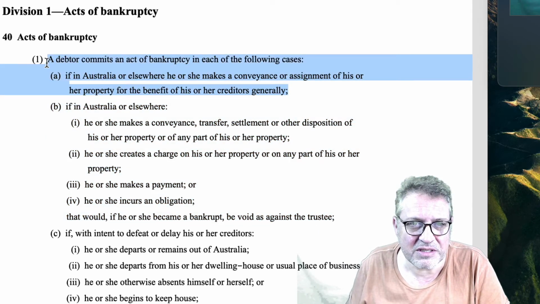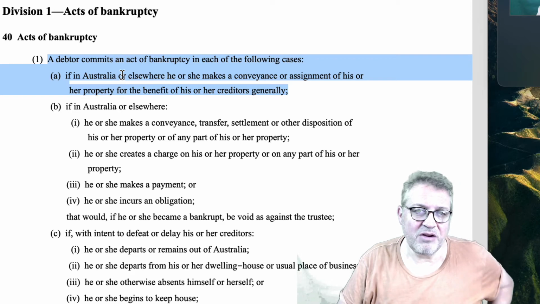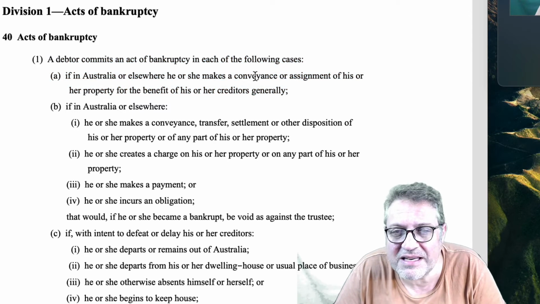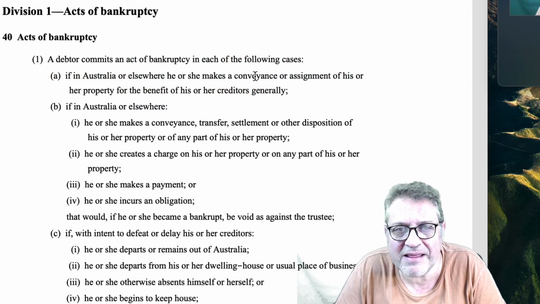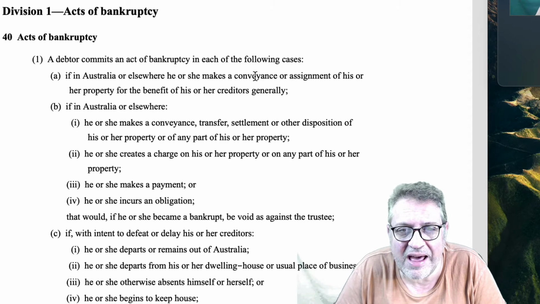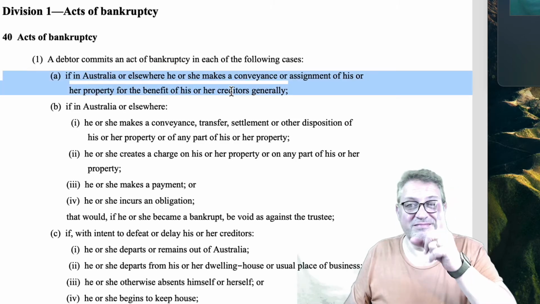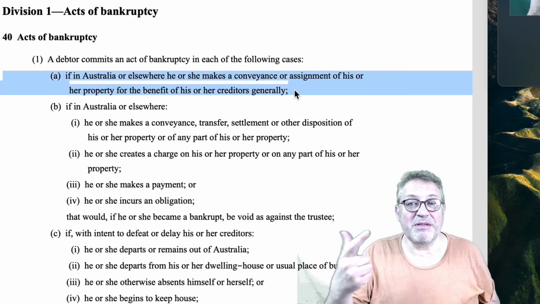This is a very simple concept. It's in Australia or elsewhere. So it doesn't matter if you go to China, you go to Russia, you go to the moon. It could be elsewhere other than in Australia or in Australia. He or she makes a conveyance of or assignment. This is a technical area. If you want to talk about this with anyone, let's say you've got a creditor and they have conveyed or assigned their assets for the benefit of some other creditor, but not you. That still may be something you can do.